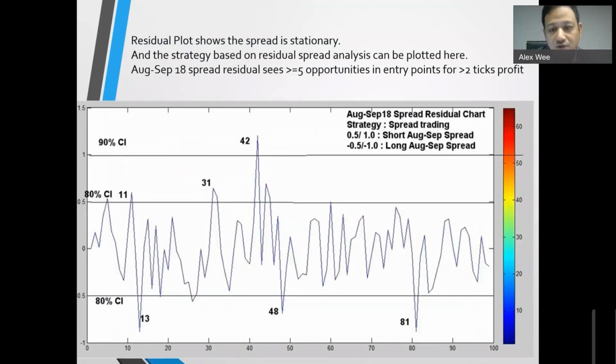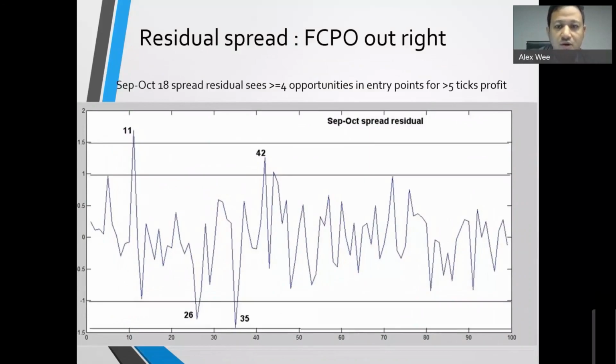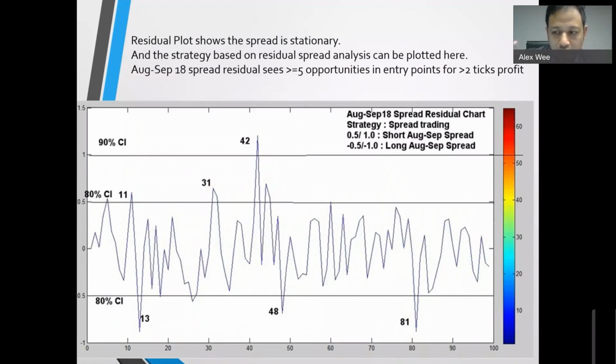This one I actually covered in the previous lesson. I want to do a recap because you will know that doing a co-integration test is not only able to do this intermarket spread, but is also indirectly related to the residual plot.